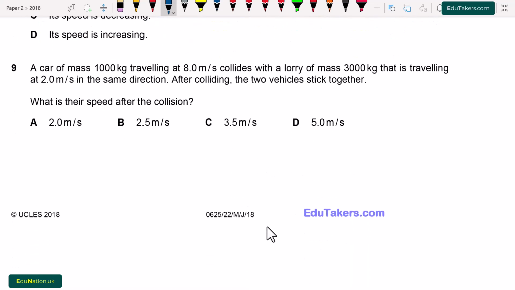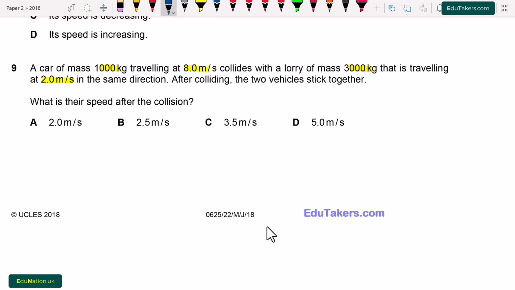Question number 9. A car of mass 1000 kg traveling at 8.0 meter per second collides with a lorry of mass 3000 kg that is traveling at 2.0 meter per second in the same direction. After colliding, the two vehicles stick together. What is their speed after the collision? So here we have to find out the speed when both of these vehicles stick together.